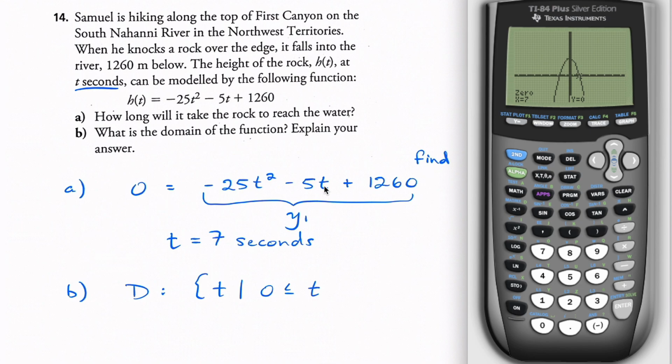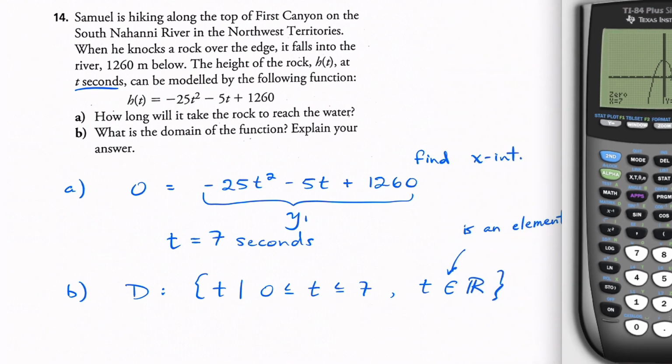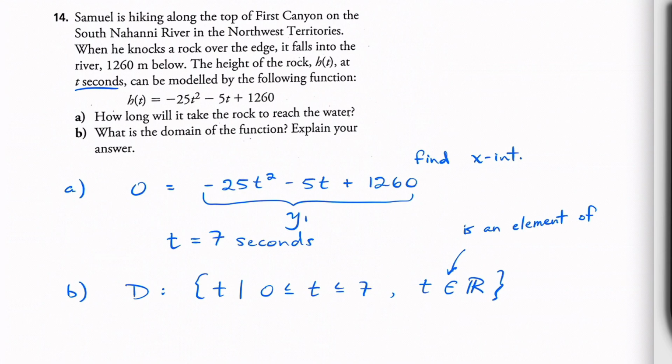Okay, but the maximum amount of time that we had when the rock hit, it hit at 7 seconds. So it's going to go up till 7 seconds. And then we also always put that t has to be an element of the real numbers. Sorry, I'll get my calculator out of the way. So that means is an element of, and the fancy R, that just stands for real numbers. So real numbers.